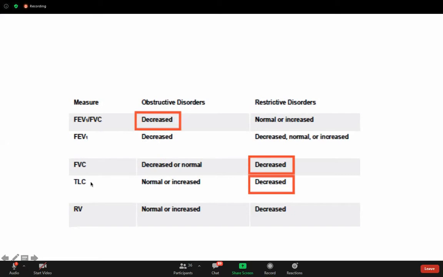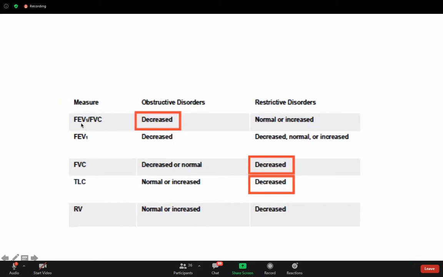Notice the total lung capacity. What's inside the lung is usually normal or increased, because the total lung volume is actually up. There is a lot of trapped air inside the lung, and this is why the residual volume is also normal or, most of the time, increased. This is all in obstructive disorder. How about restrictive?